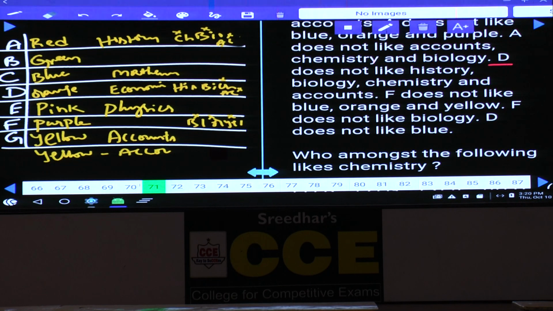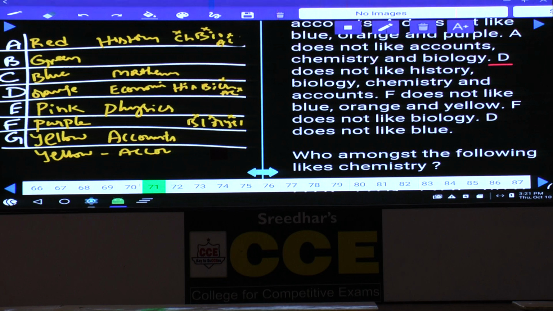Now we are left with 2 more subjects. What are those? As yellow and accounts have been done, then coming to the subjects here, history, mathematics, economics, physics, accounts were done. Now we are left with only 2 more. What are those 2? Biology is one and the other one is chemistry.